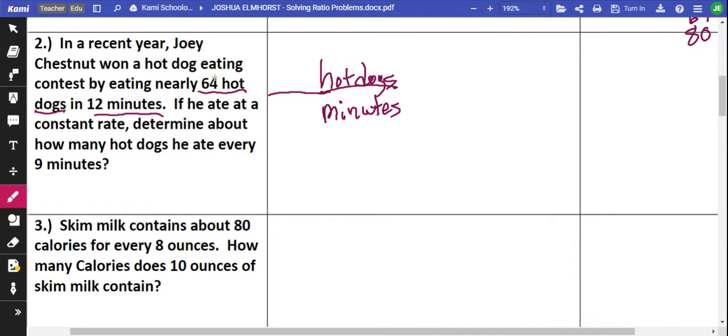Now look at the original given information, put it in the order that is given. We have 64 hot dogs to 12 minutes. Now you go over on the other side, and then we get to the question. If he ate at a constant rate, determine about how many hot dogs. So here's the question. How many hot dogs did he eat every 9 minutes? So there's 12 minutes that is given, and then it asks a question about 9 minutes.